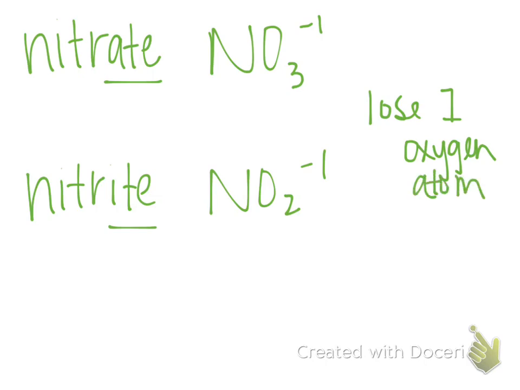Where'd you get the 1 at? Oh, the minus just means minus 1. So if they leave off the 1, that just means it's a 1. Okay, so the only difference between an -ate and an -ite is you lose one oxygen.